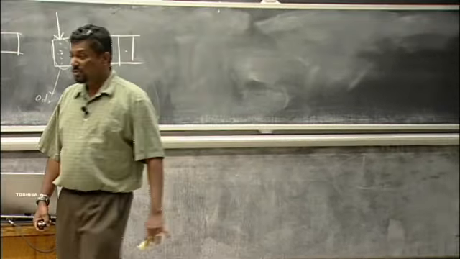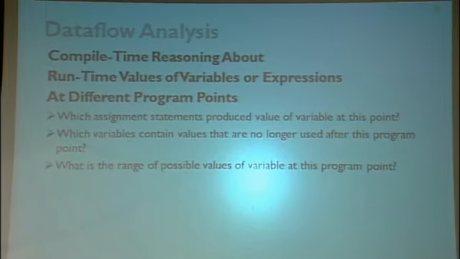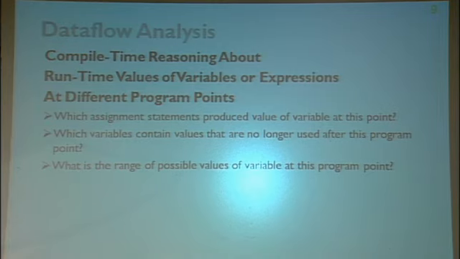So next I want to switch into data flow analysis. This is what compilers are good at and try to do all the time. It's basically compile time reasoning about runtime values of variables or expressions in the program at each different program point. Okay, so that means at compile time I need to know, at this program point, what could it be?